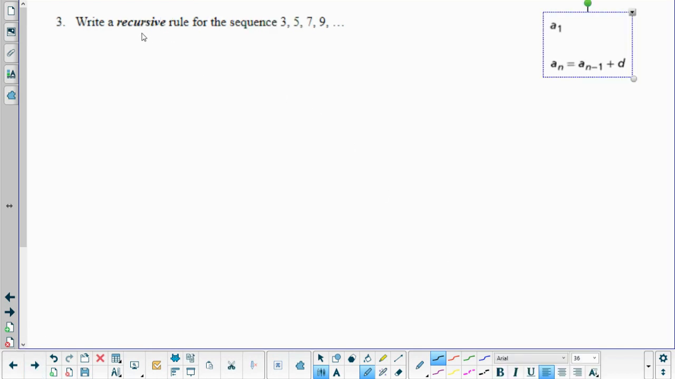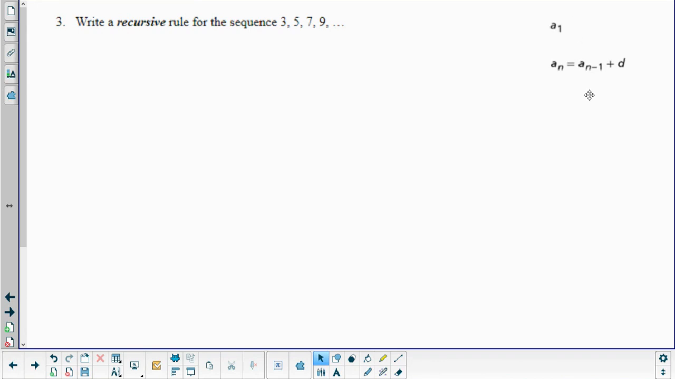Okay, this one asks for the recursive rule. So I've given you the recursive rule. So just remember, recursives have 2 lines. Sometimes they write them side by side, but the first line, a sub 1, stands for what is the first term in the sequence. So in our sequence, our first term is 3.